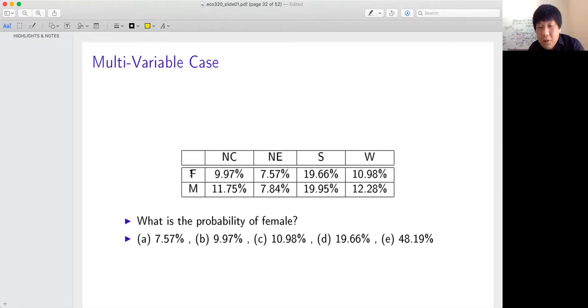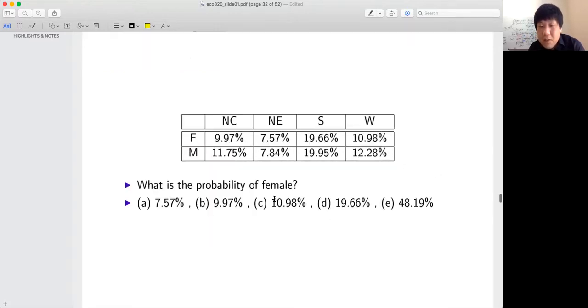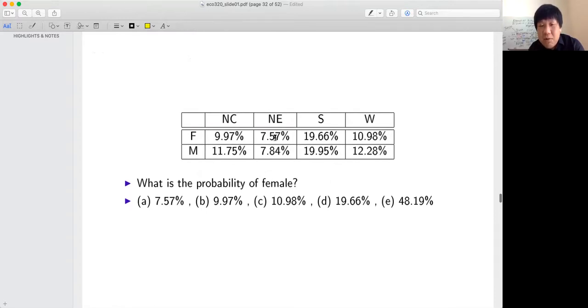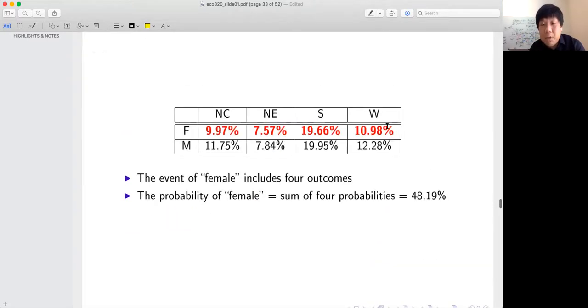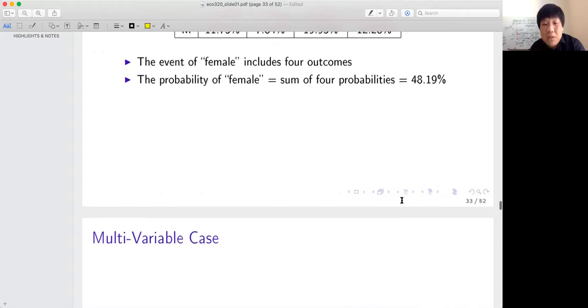So again, the probability of female doesn't matter where they are living. So I'm asking for marginal probability, and that will be here. You've got to add everything: 9.97 plus 7.57 plus 19.66 plus 10.98, which is 48.19. So it's easy, right? I already did that.